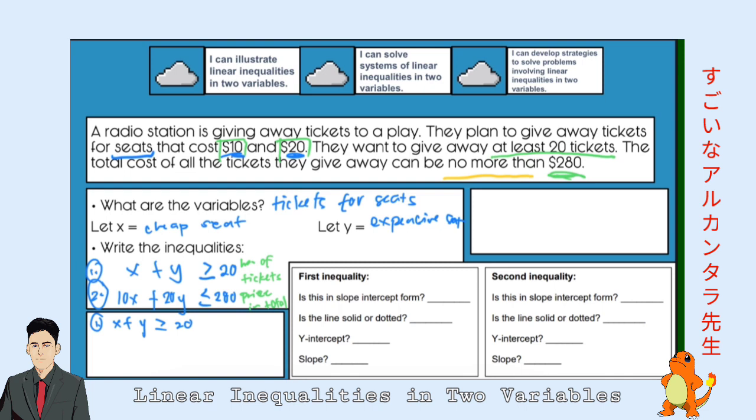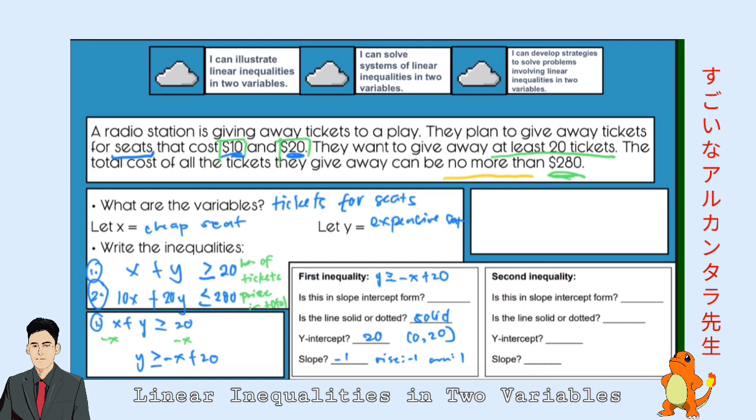So let's subtract x from both sides, and you will have y is greater than or equal to negative x plus 20. So that's your first inequality. Y is greater than or equal to negative x plus 20. It is solid. The y-intercept is 20, found at (0, 20). The slope is negative 1. So that means your rise is negative 1, your run is positive 1.